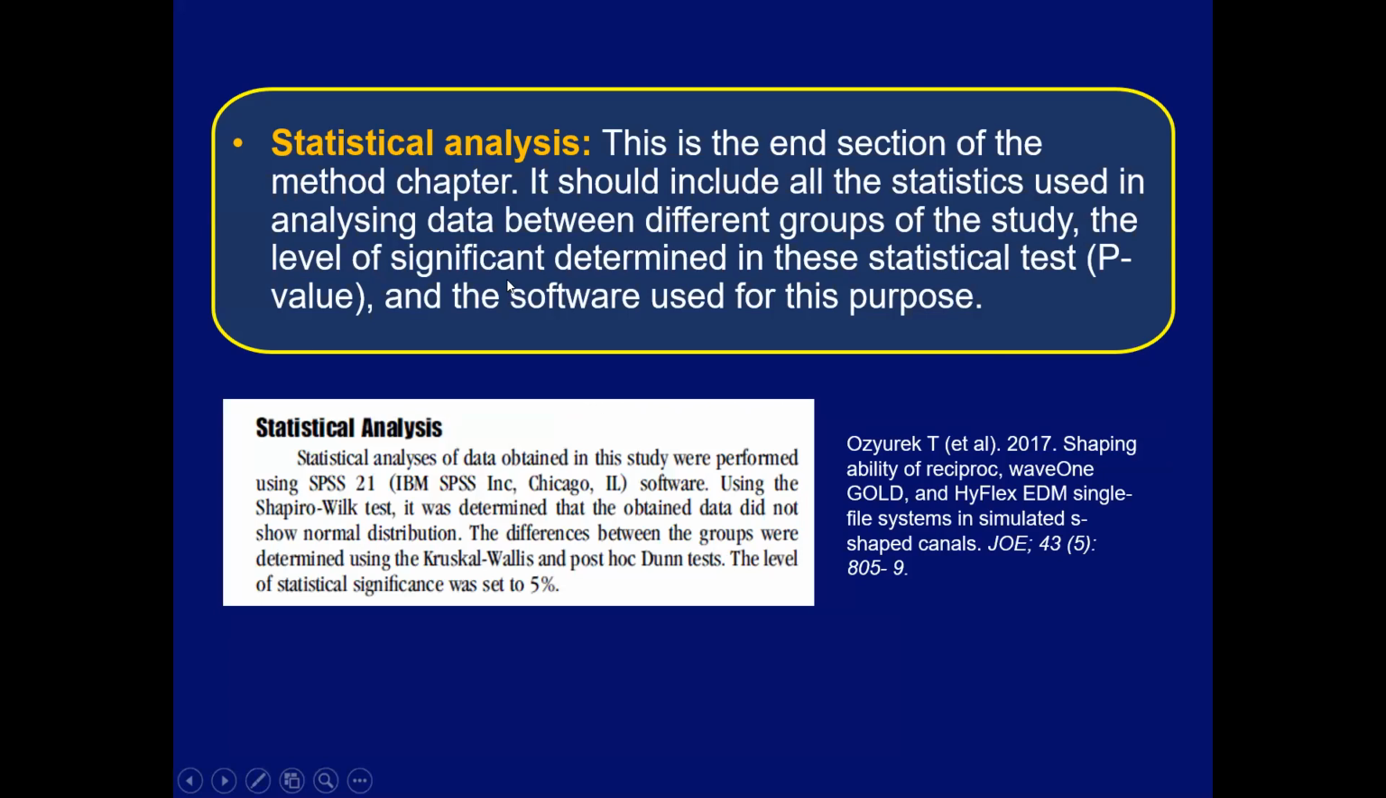The statistical analysis, this is very important. This appears almost at the end of the methodology chapter. It should include all the statistics used in analyzing data between different groups of the study, the level of significance determined in the statistical test, the p-value, and the software used for the purpose. There are different software used for statistics, maybe the most conventional, the most popular one, SPSS, but there are different kinds of software used. For example, GraphPad Prism seems very useful and simplified, etc.